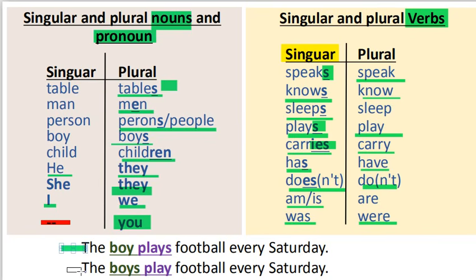We have two sentences there. Now let's look at the first sentence. The boy plays football every Saturday. You will take note of the subject, which is the boy, singular boy, just one boy. And then we also have the singular verb, which is what? Plays. So it means the singular subject must carry the singular verb. That is why we have the boy plays football every Saturday.